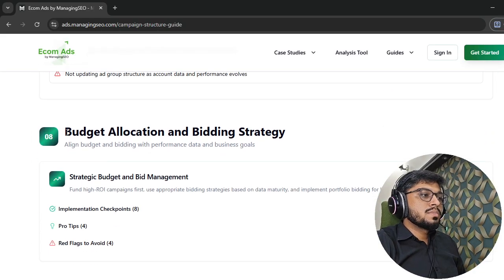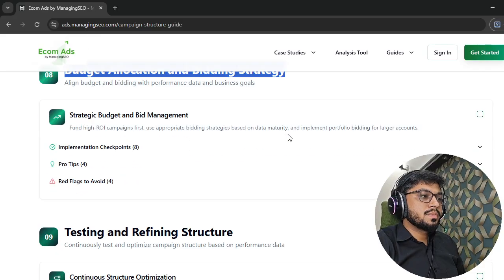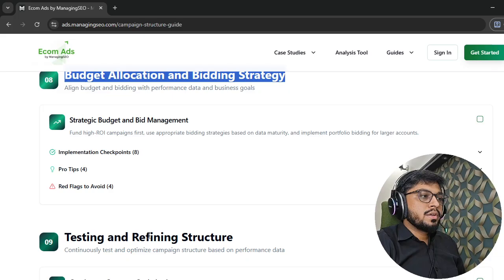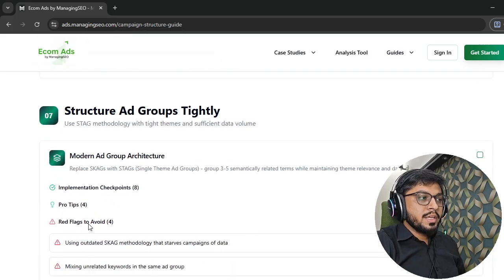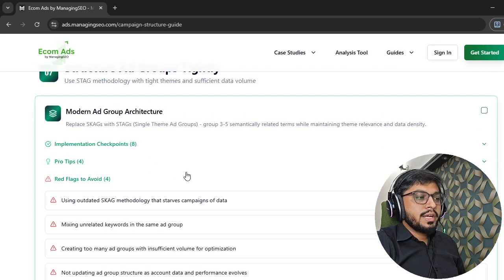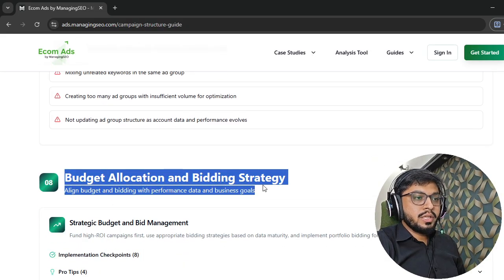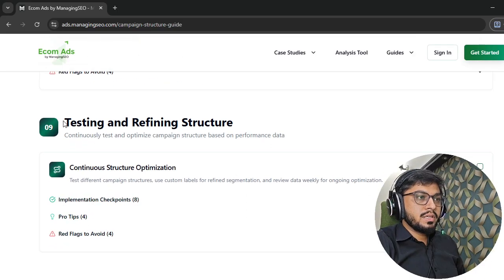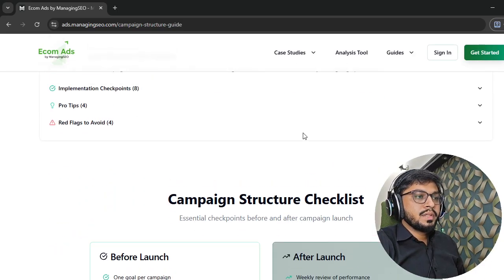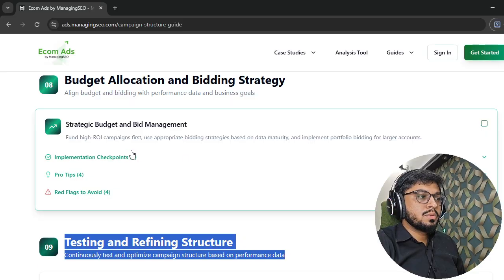Anyways, now comes the budget allocation, the bidding strategy, and testing and refining. Basically, most of the structure part ends here. The rest is the basics related to the budget allocation strategy and testing. How can you test and refine? But let's see what we have here.